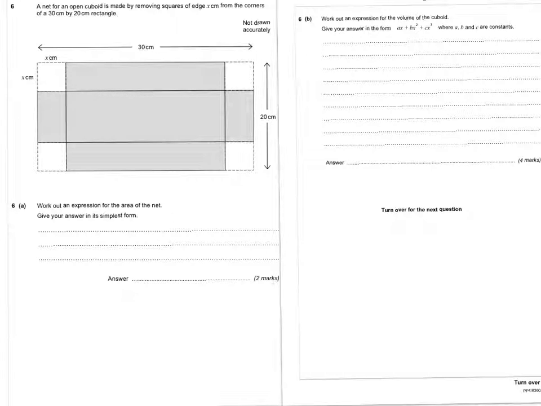Question 6. A net for an open cuboid is made by removing squares of x centimetres from the corners of a 30 by 20 centimetre rectangle. Work out an expression for the area of the net. Give your answer in simplest form. Alright, so I guess 20 times 30, the area of the large rectangle, minus 4x squared. 20 times 30 is 600, minus 4x squared. That's probably as simple as I can make it.